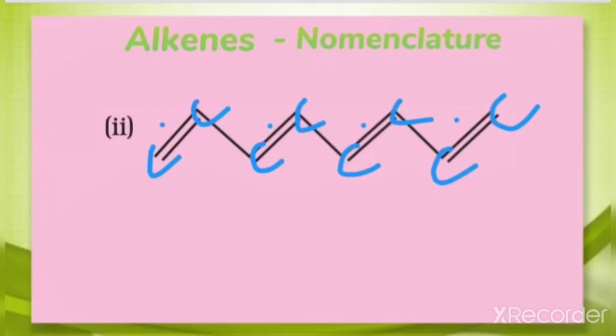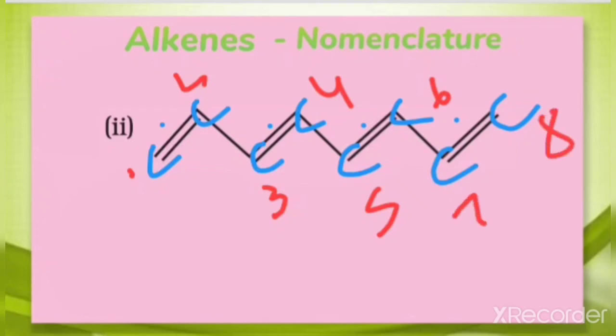Better we can number this one: first carbon, second, third, 4, 5, 6, 7, 8. So total 8 carbons are there. That's why the word root will be oct, and 4 double bonds are there, therefore tetraene. But what about the position of double bond? This one is between the first and second carbon, therefore we can use 1, comma.